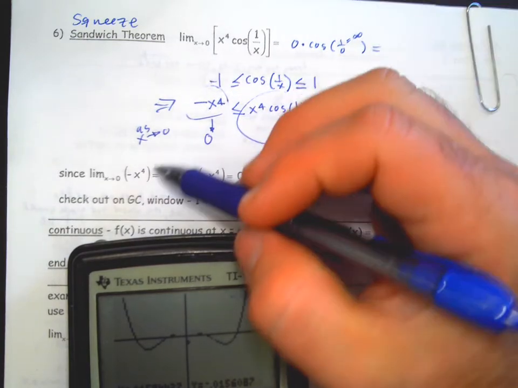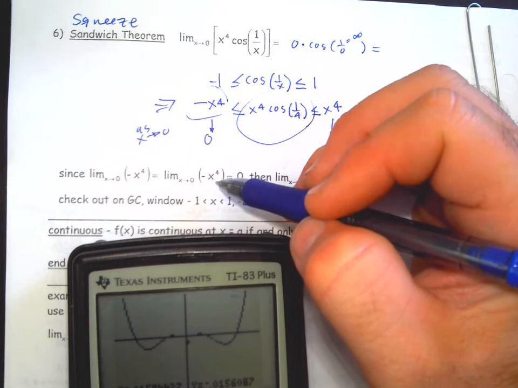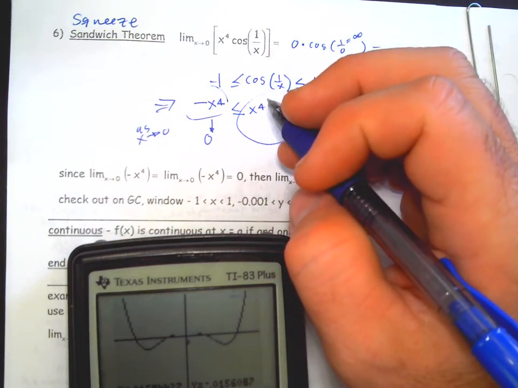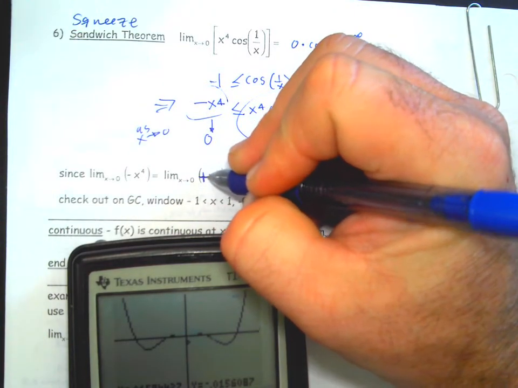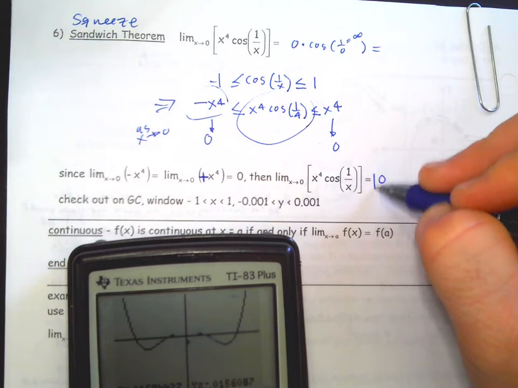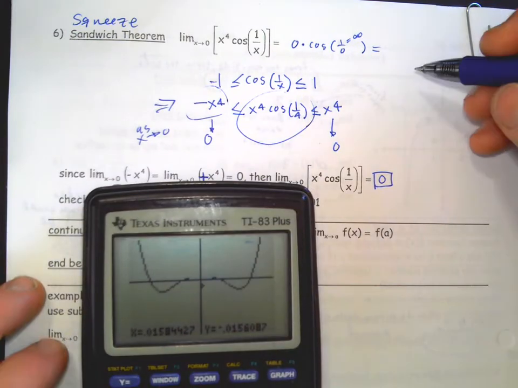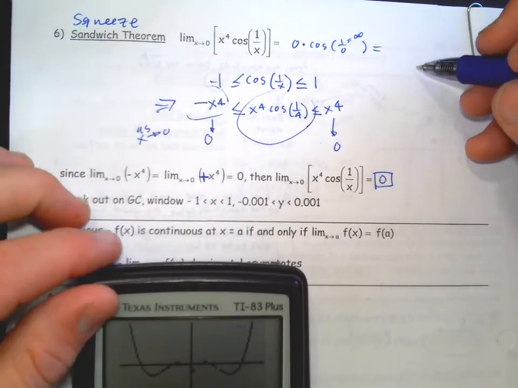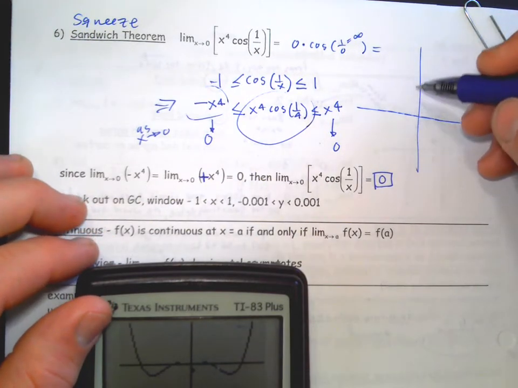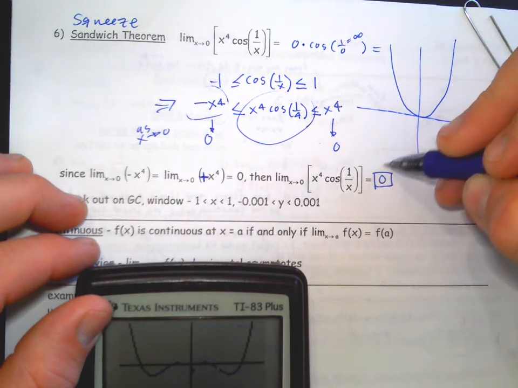So the limit as x approaches 0 of negative x to the fourth equals the limit as x approaches 0 of x to the fourth, and it equals 0, then what's in between has to equal 0, right? I guess there's a little typo in the writing there. Now, here's the interesting thing. One of these graphs is a quartic, which kind of looks like a parabola, like this, and the other one's an upside down one.